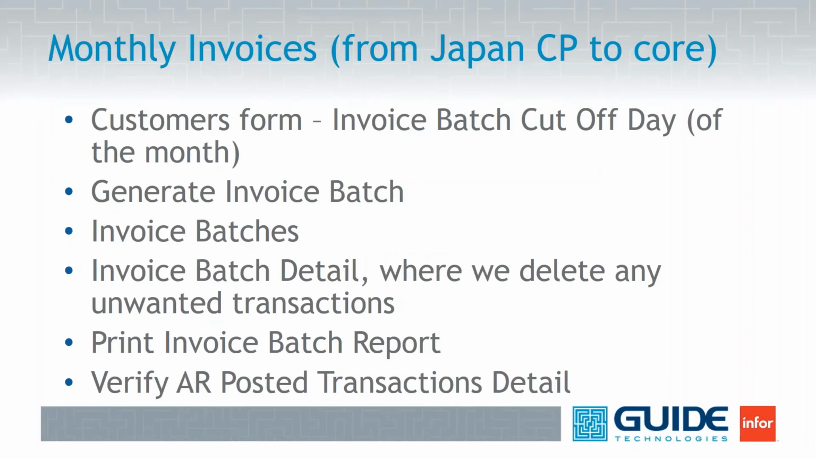10. We've taken the Japan country pack and moved the monthly invoices functionality from the Japan country pack to the core product. So there's now an invoice batch cutoff day. It's a day of the month. Generate the invoice batch, then it batches, and then the detail, and we delete any unwanted transactions, and we print the invoice batch report, and then we can verify the AR posted transaction detail. Something that I've heard users looking for quite a while.